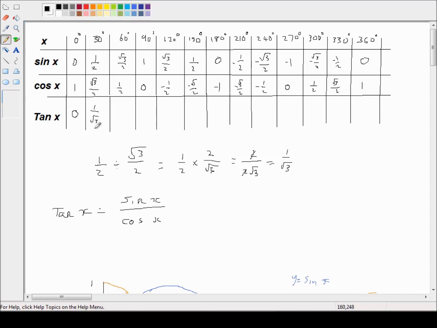Technically, if I wanted to, I probably should multiply top and bottom by root 3 over root 3 to rationalise the denominator so that it's in its simplest form. So that's actually equal to root 3 over 3. In fact, I think I will do that and be consistent. So this is root 3 over 3.